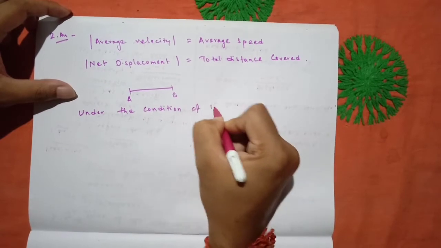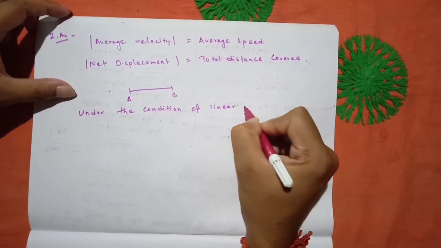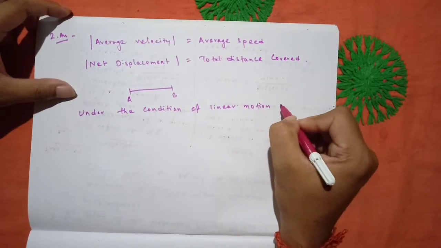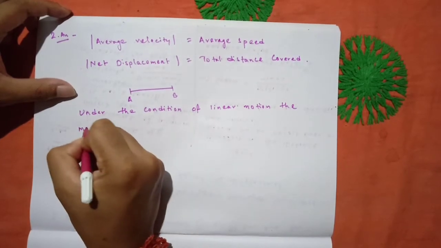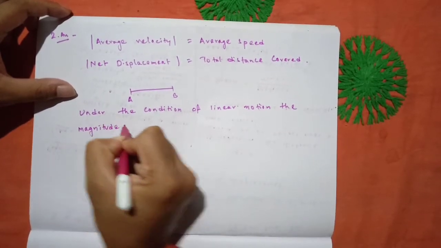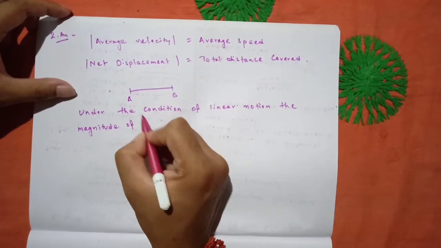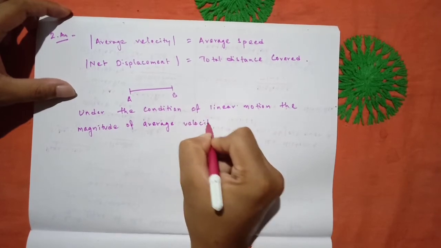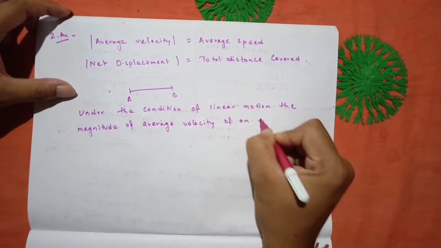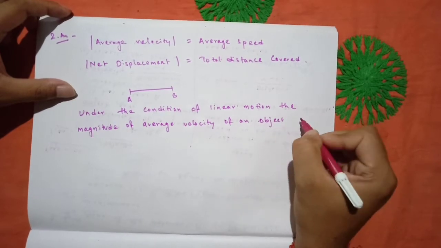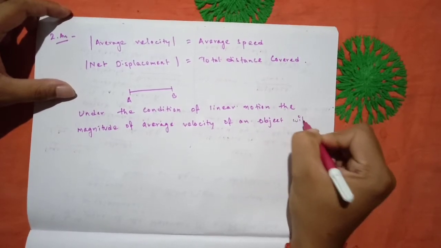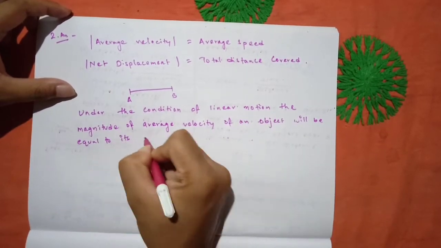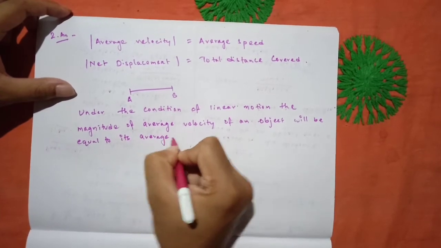So the answer will be under the condition of linear motion, the magnitude of average velocity of an object will be equal to its average speed.